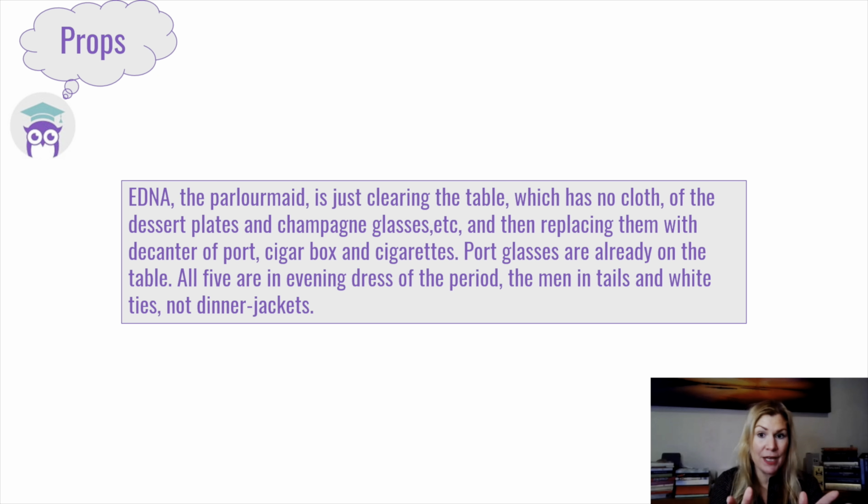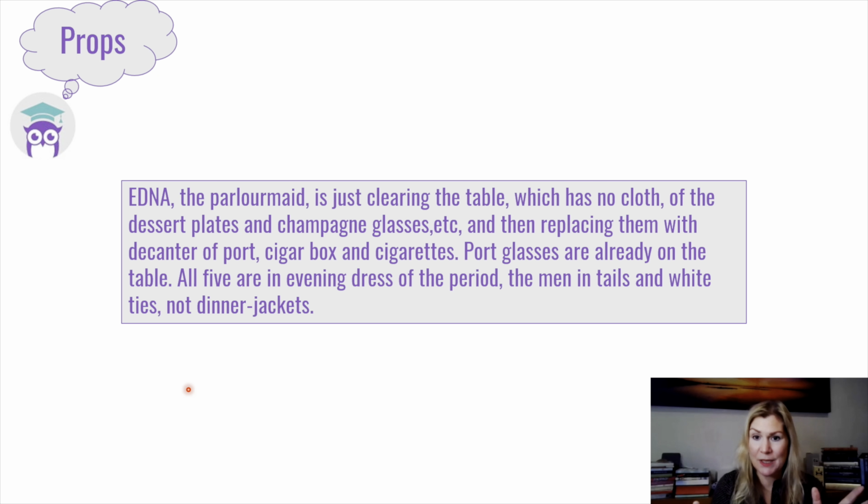Have a little look at this. This is from the opening stage directions of An Inspector Calls. Edna, the parlour maid, is just clearing the table, which has no cloth, of the dessert plates and champagne glasses, etc., and then replacing them with a decanter of port, cigar boxes, cigarettes. Port glasses are already on the table. And then we get a description of the clothing that they should wear. So props being very, very specifically detailed to us.